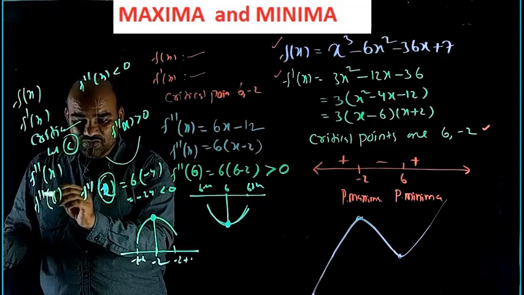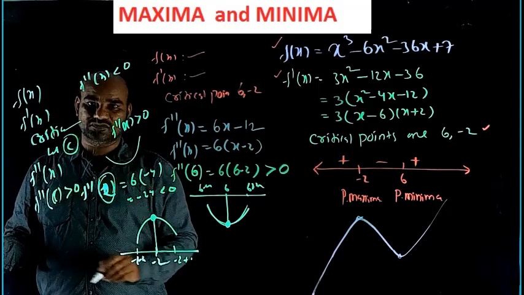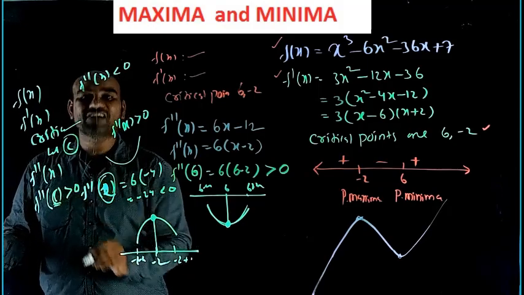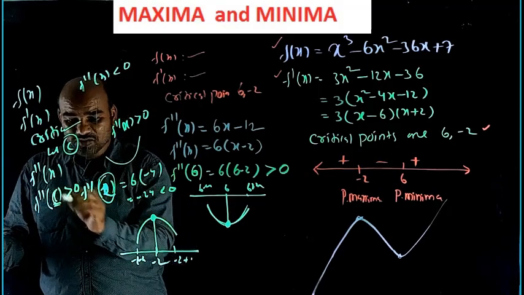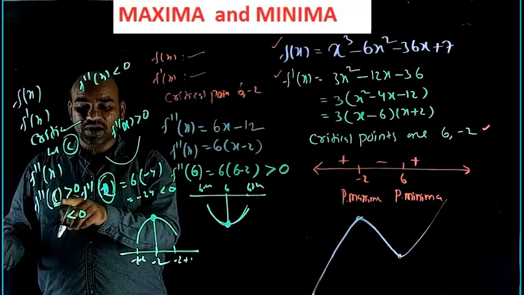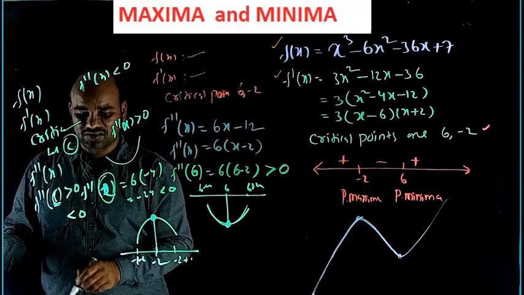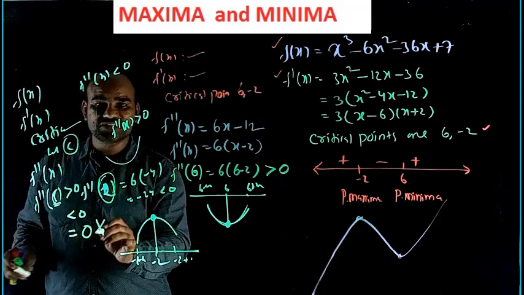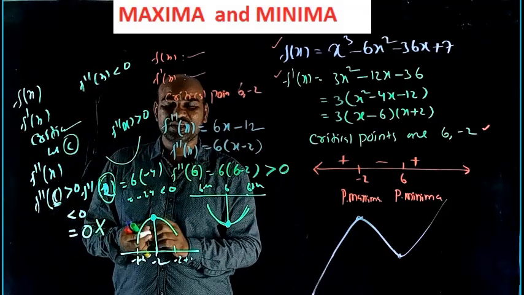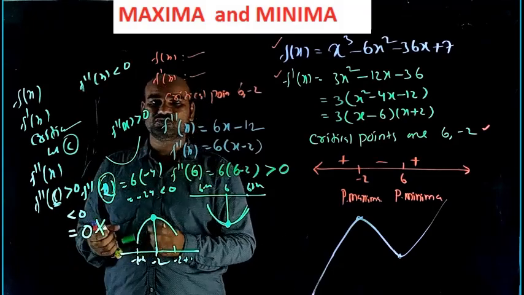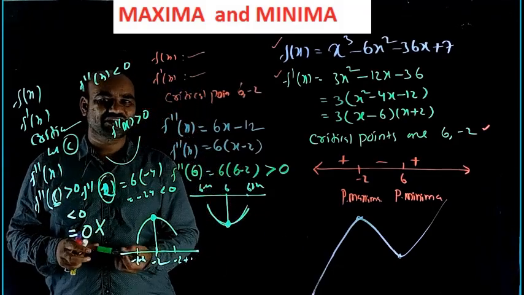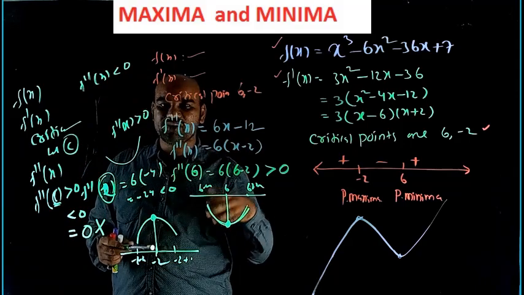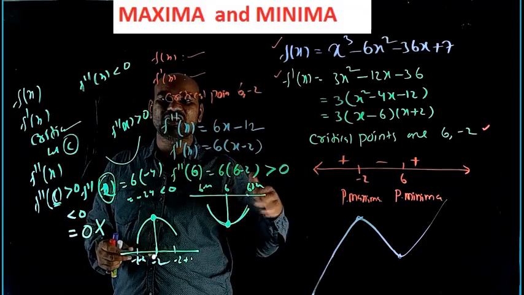If this value f double dash of c is greater than 0, this becomes the point of minima. If f double dash is less than 0, the point becomes a point of maxima. If f double dash of c is equal to 0, further investigation is needed, which means the second derivative test fails. We need to move to another derivative test called the third order derivative test, or simply you can call it the nth order derivative test.